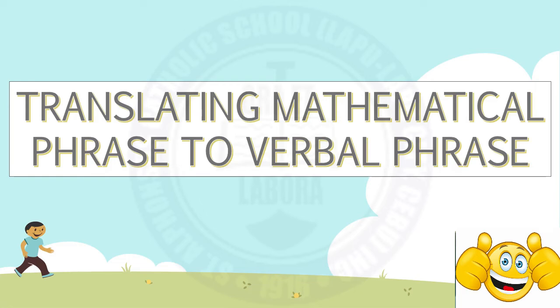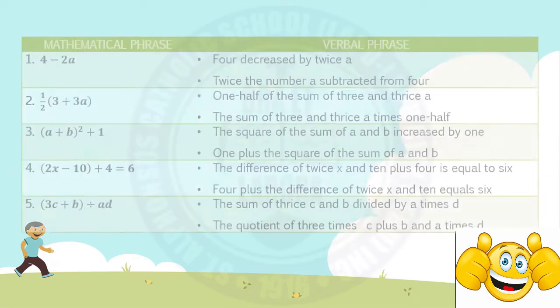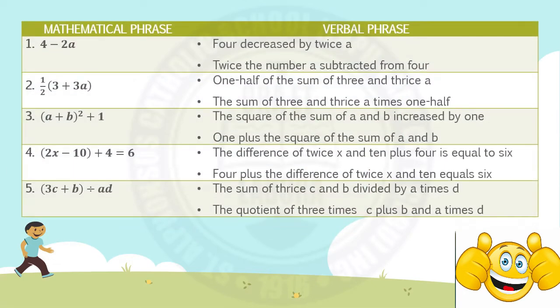Translating mathematical phrase to verbal phrase. So we will now translate a mathematical phrase to a verbal phrase, from equation or expression to verbal phrase. Example: 4 minus 2a. It can be read as 4 decreased by. Where can we find decreased by? Because it is a minus sign, that's why it's called decreased by.